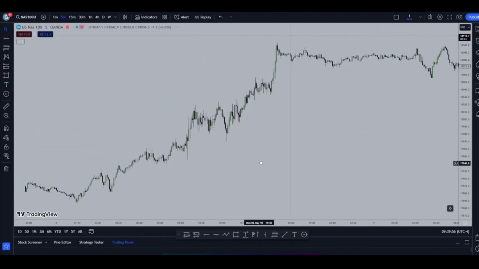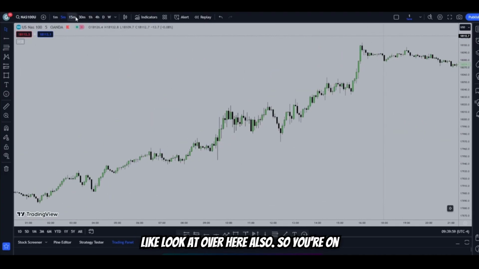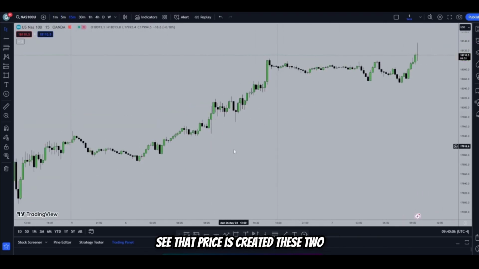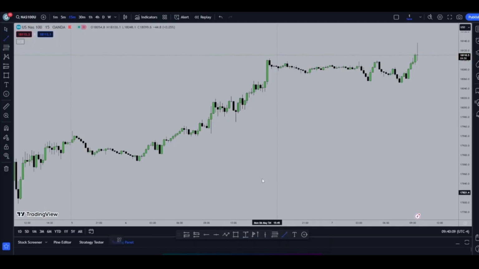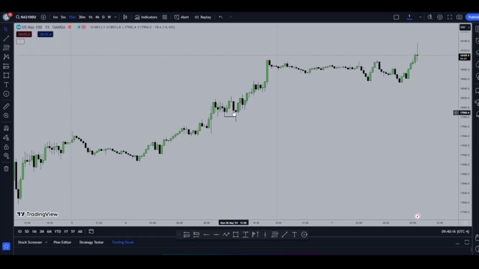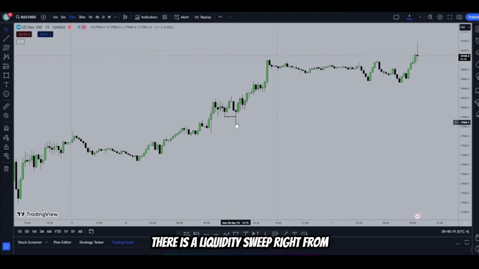Okay, look at it over here also. So you're on a 15-minute time frame, and now you can see that price has created these two relative equal lows right over here, right? Like there were these two relative equal lows. But what happened after that? There's a liquidity sweep right from here.